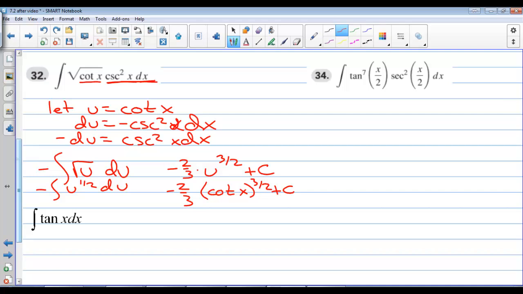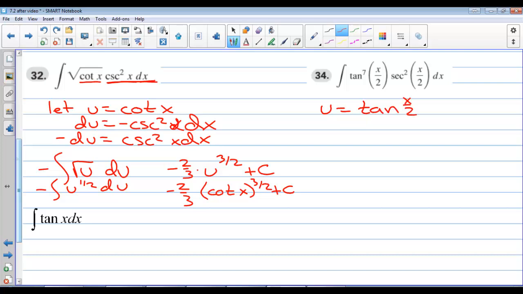34. All right, Matt. I need a function and its derivative. So what are you going to let u equal? I'm going to quiz you a little bit. This one's kind of tough. Tangent of x over 2. So we're going to let u equal tangent of x over 2.